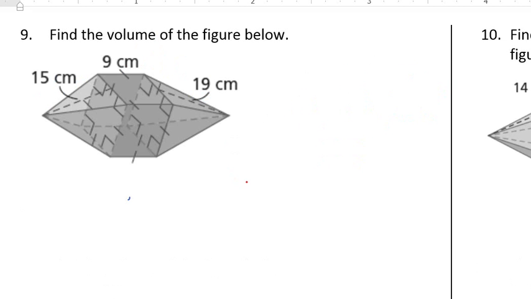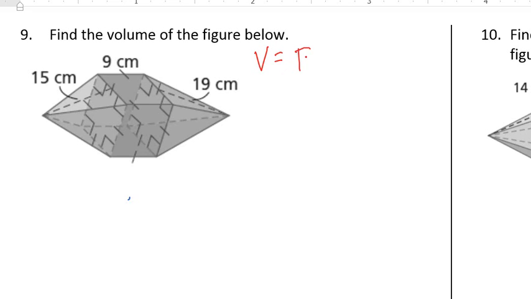Okay, number 9, find the volume of the figure below. So right here in this figure we have two pyramids, and they're square pyramids. You can see the little congruency markings here. And then we have a cube here in the middle. So let's go ahead and start off by finding the volume of the cube. I think that'll be the easiest one.